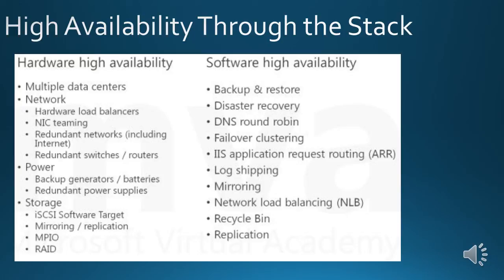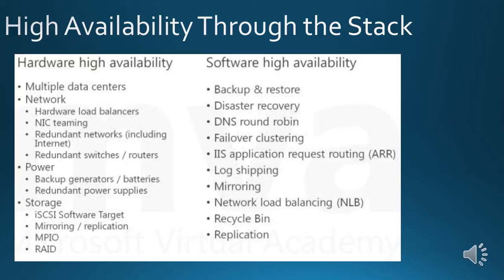As you look at storage, don't forget to use RAID and multipath IO, and consider using mirroring or replication as another high availability method. With mirroring and replication, you're taking a copy of the data and moving it to a different location. If the primary server crashes, you still have the ability to access the data and to restore it in a different physical location.